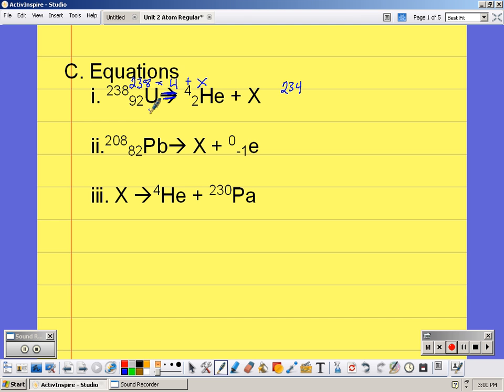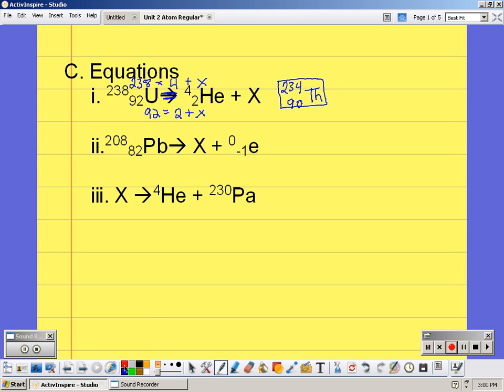And if we look at the bottom numbers, 92 equals 2 plus X. So the atomic number has to be 90. Mass number on top, atomic number on bottom. So we use the bottom number 90 to look on the periodic table and see that this is thorium. So the missing isotope for my reaction is 234 thorium.